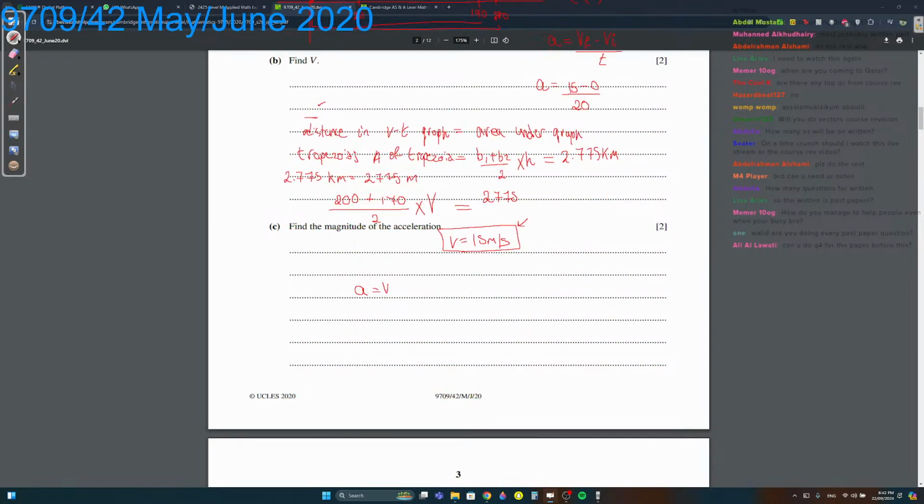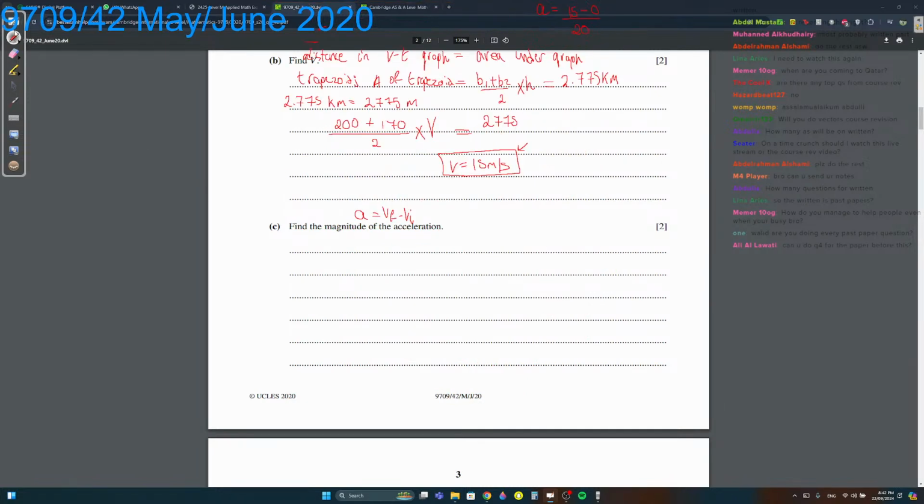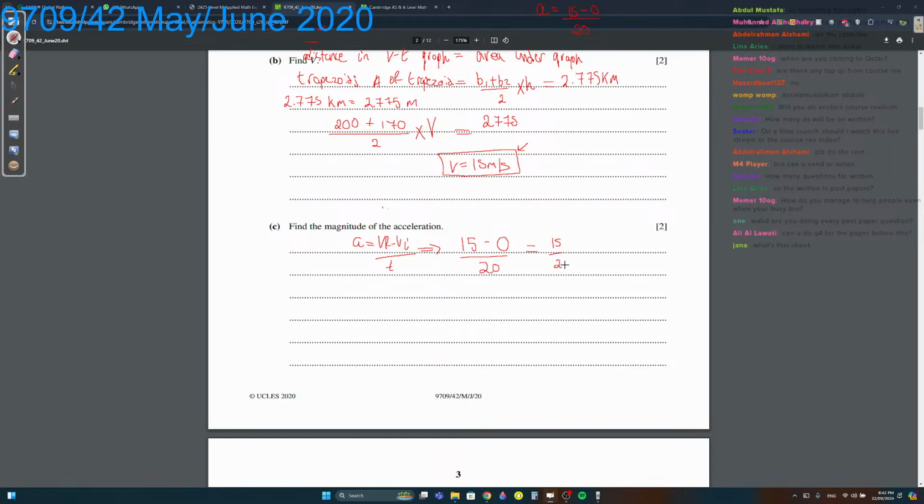So A equals velocity final minus velocity initial over the time. Velocity final is, we said, 15, minus initial velocity 0, over the time, 20 seconds. You get 15 over 20, which is 0.75 meters per second squared.